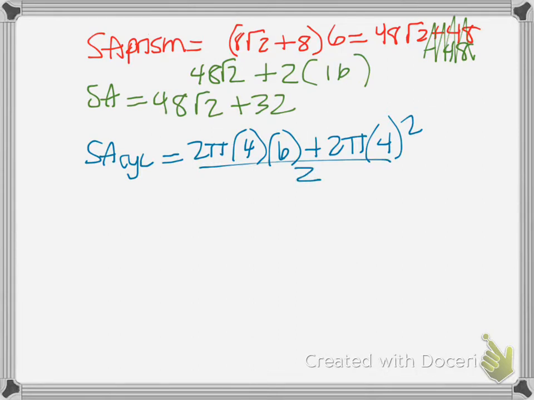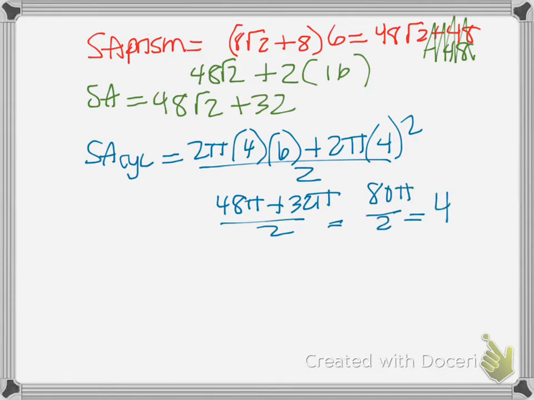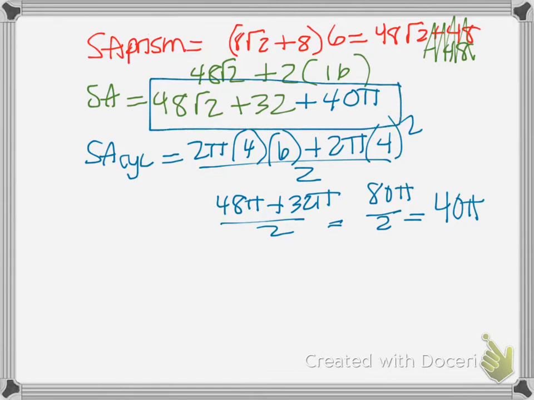If I multiply this, I have 2 times 4 is 8, times 6 is 48, so that's 48 pi. Plus 4 squared is 16, times 2 is 32, so that's 32 pi. If you add those up, you get 80 pi over 2, which would be 40 pi. I am just going to add that on to our other surface area. Your final surface area for this composite would be 48 root 2 plus 32 plus 40 pi. Of course, you can put those in any order.